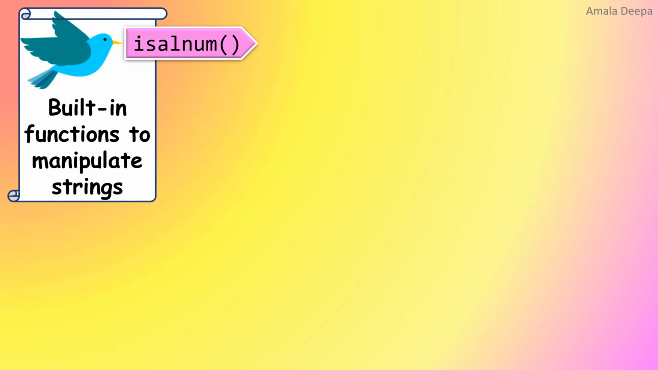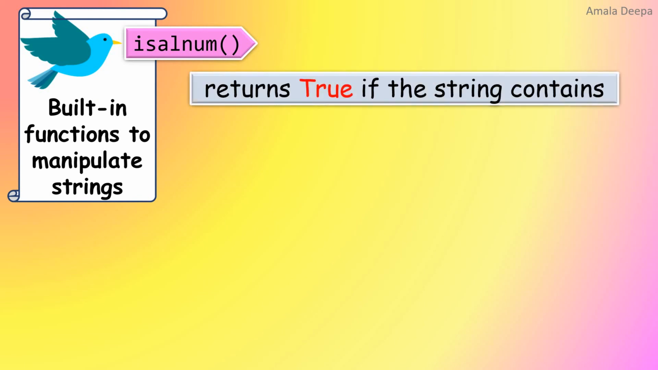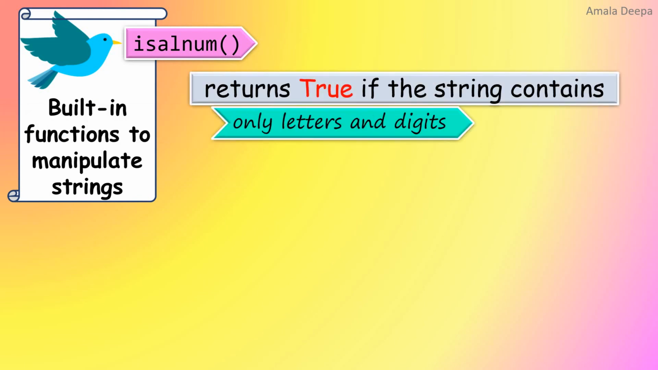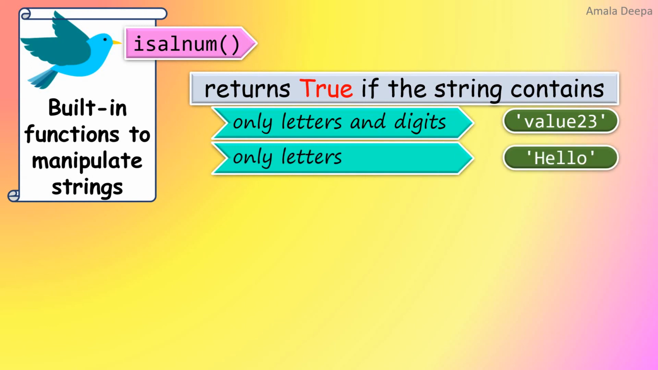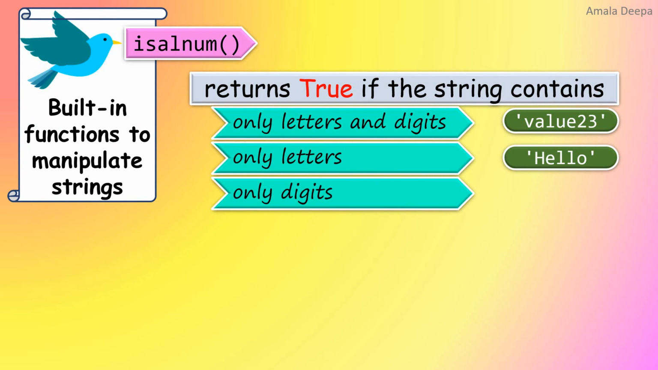So now we will consolidate about isalnum function. Returns true if the string contains only letters and digits. Like in this example, in this string, value 2, 3. So it contains only letters and digits. Only letters, like the string hello. Only digits, like the string 2911. This function isalnum returns true if the string contains letters and digits, only letters and only digits.